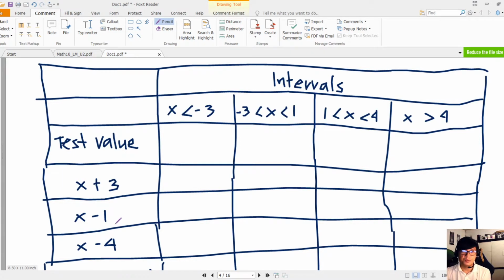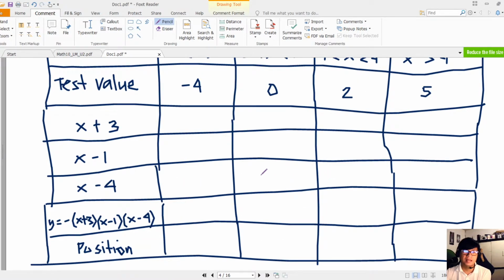Okay, test value. Identify natin ang mga numbers dito. Test value, x is less than negative 3. So, kung number na lang, negative 4. Dito, since belong man dito yung 0, 0 ilagay natin para medyo madali. Here, x is between 1 and 4, so 2. Dito naman, x is greater than 4, pwede 5. So, we will test the values.